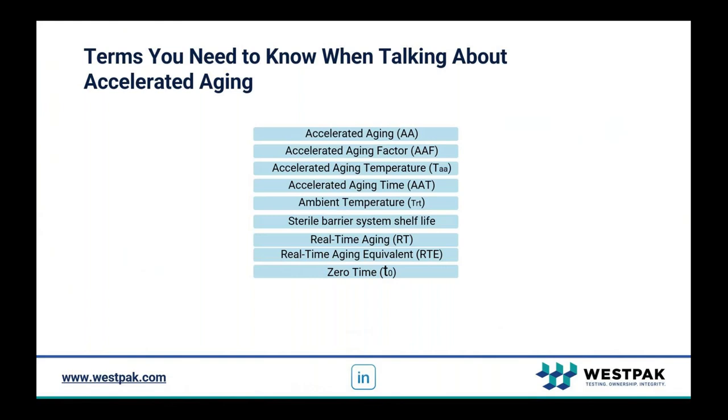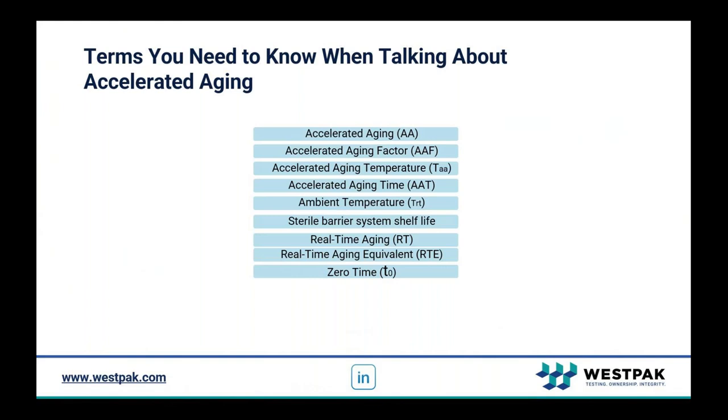The accelerated aging factor is the estimated or calculated ratio of the time to achieve the same level of physical property change as a sterile barrier system stored at real-time aging. Accelerated aging temperature is the elevated temperature at which the aging study is conducted, and may be based on the estimated storage temperature or the estimated usage temperature or both. Accelerated aging time is the length of time accelerated aging is conducted.